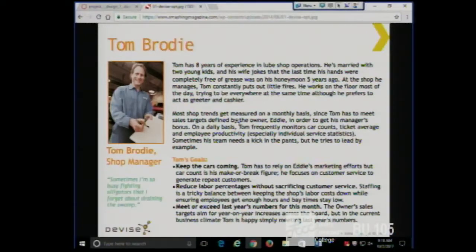Tom has 8 years experience in lube shop operation. He's married with 2 kids. Blah, blah, blah. And there is a list of goals. Presumably, maybe this is a site for an auto parts store. This guy looks like he's a mechanic. But Tom's goals: he wants to keep the cars coming into his shop, reduce labor percentages, meet or exceed last year's numbers.